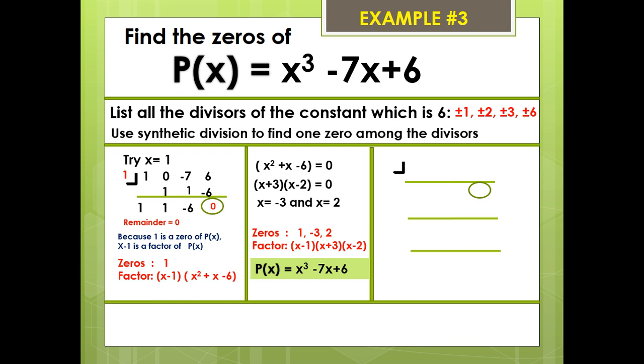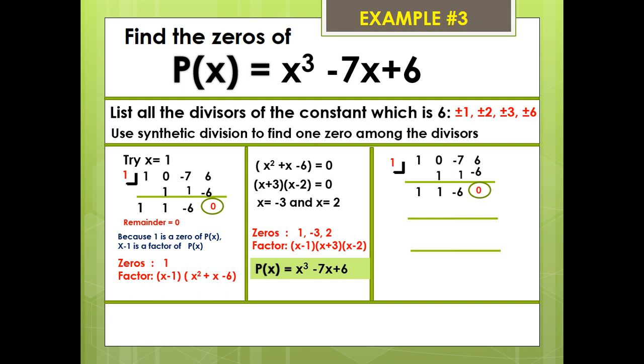Pwede rin naman natin gamitin yung synthetic para doon sa roots natin. Tuloy-tuloy lang natin yung synthetic. Kasi dito sa una, gumamit tayo ng synthetic and factoring. Ito, puro synthetic lang. Let's try. So we have 1. Get the numerical coefficient. We have 1, 0, negative 7, 6. Bring down 1 times 1 is 1. Plus 0 is 1. Times 1 is 1. Plus negative 7 is negative 6. Times 1 is negative 6. Plus 6 is equal to 0. So check tayo doon. 1 is one of the roots.